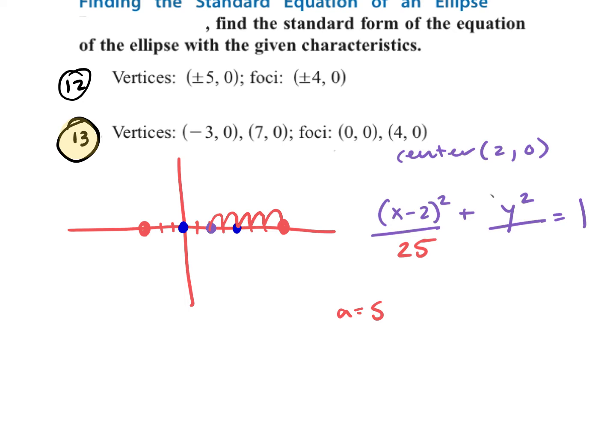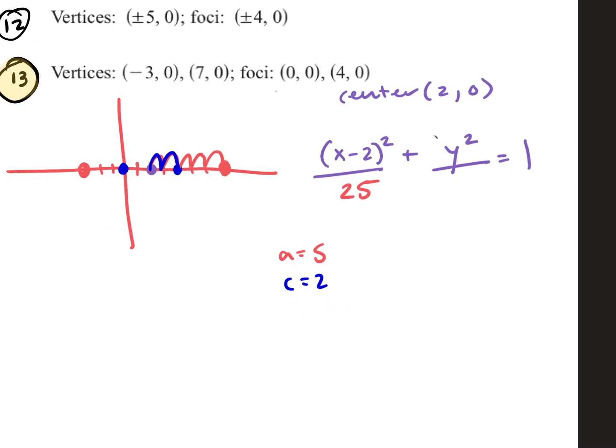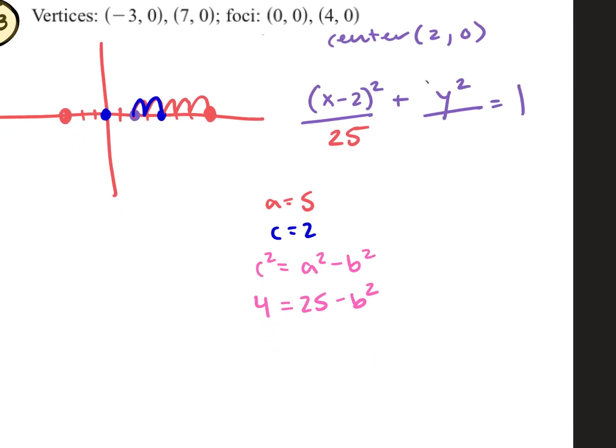And then I also have c, because c is the distance from what? From the center to the foci. So c is 2. So how do I find b? So c squared is equal to a squared minus b squared. So a would be 25 and minus b squared. So we can subtract 25 on both sides. So b squared is equal to 21. We don't really need to take the square root here because b squared is what's going into our equation. So what is b squared? 21.